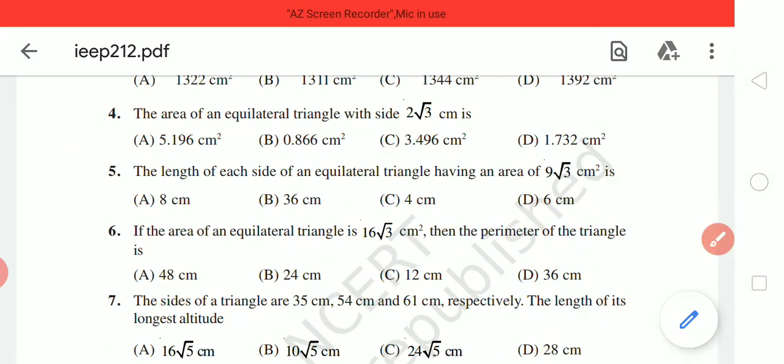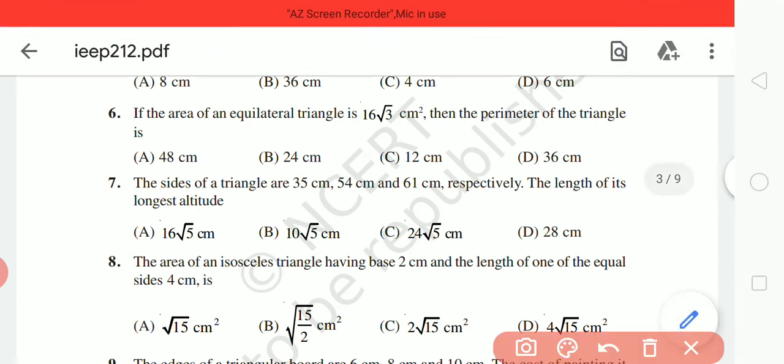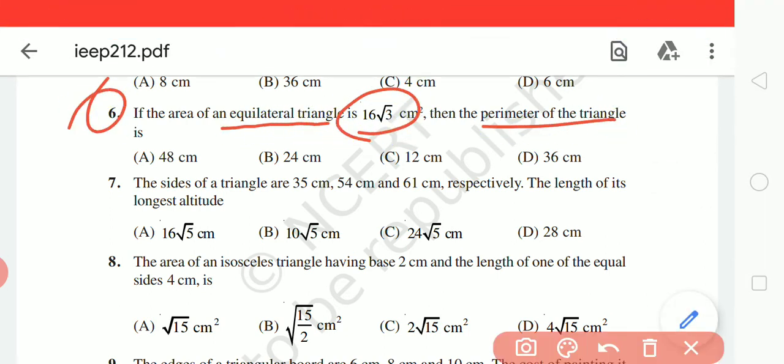So let us check which option is showing you 6 centimeter. It is D option, right? Now come to question number 6. If the area of the equilateral triangle is this, find the perimeter. At first we have to find the side.